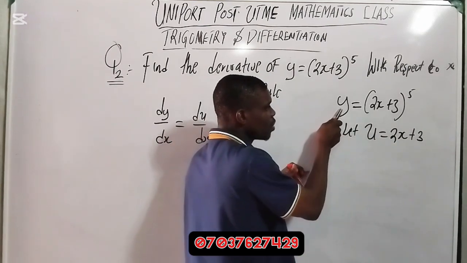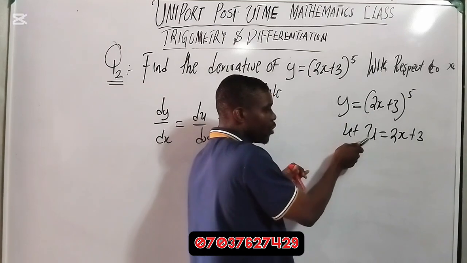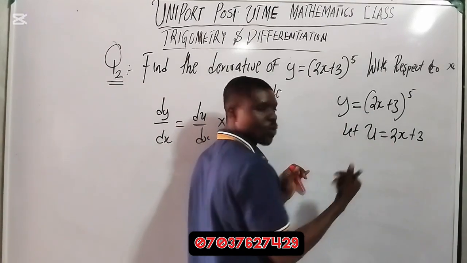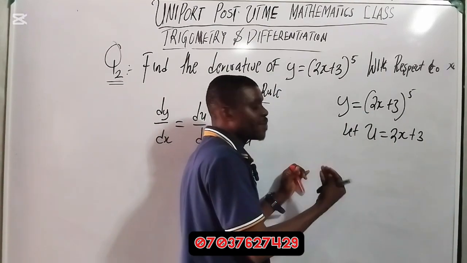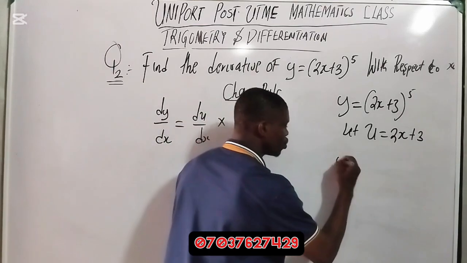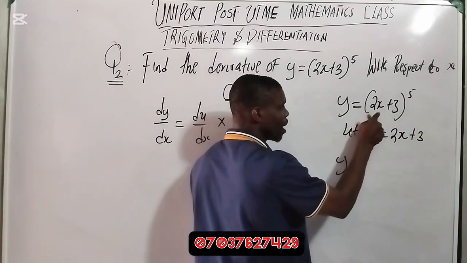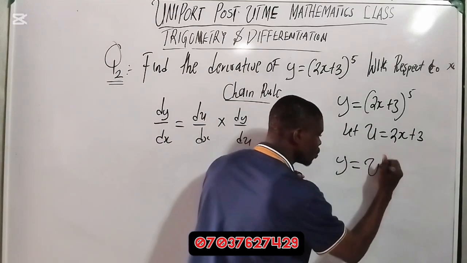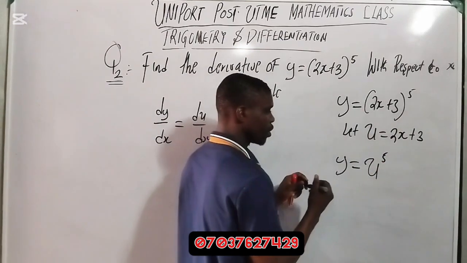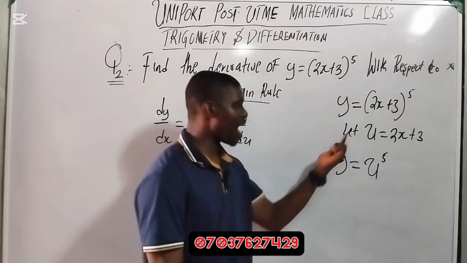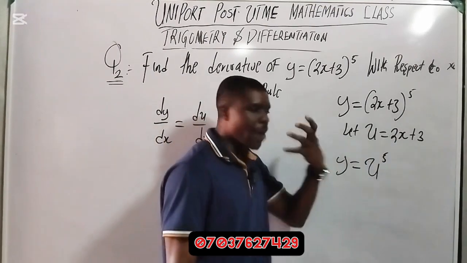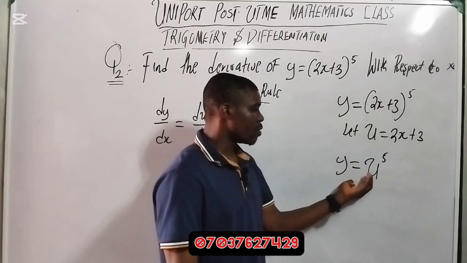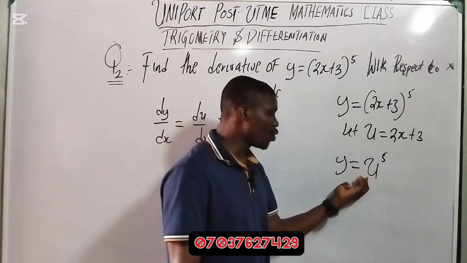Now if my u equals 2x + 3, then I can write y in respect to u. Because this one is y in respect to x, and u is now 2x + 3 here, we can write it as y in respect to u. Instead of putting 2x + 3, we know that 2x + 3 is u, so it will be u raised to 5. So we now have u equals 2x + 3 and y equals u raised to 5.